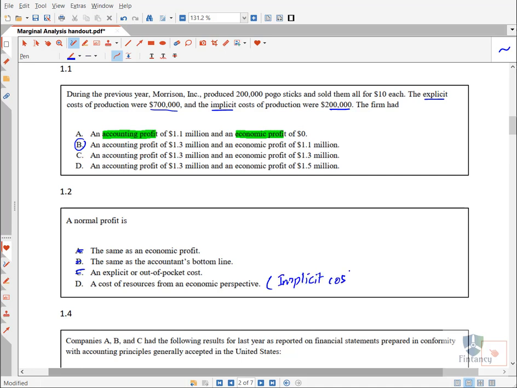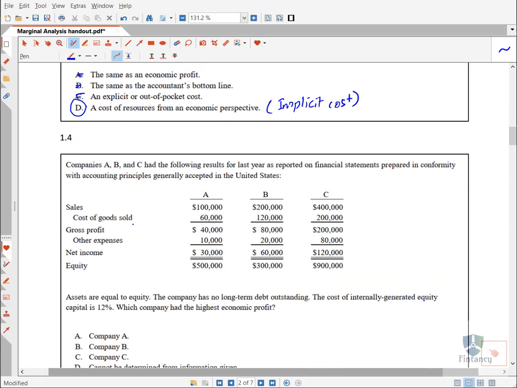Getting it, my friends? They also say the cost of resources from an economic perspective. So what is the cost of resources from an economic perspective? That is also called implicit cost. I hope it's clear to everyone. Okay, so this is the way to do this type of question. Let us go to 1.4.